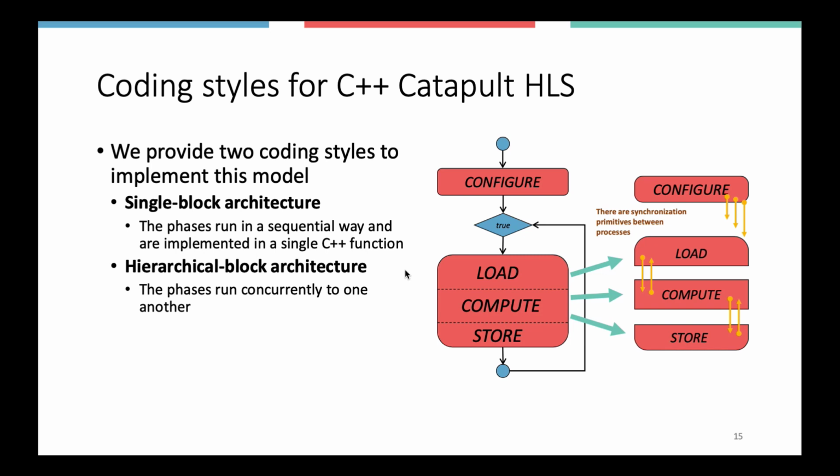Then we have defined a hierarchical block architecture coding style, and in this case the phases run concurrently one to the other. In particular, to add concurrency, we combine HLS directives with a recommended coding style, while still leaving everything in C++ and single-threaded. The synchronization between the blocks will be added automatically during the synthesis process, and we will see these 2 coding styles in a couple of slides.